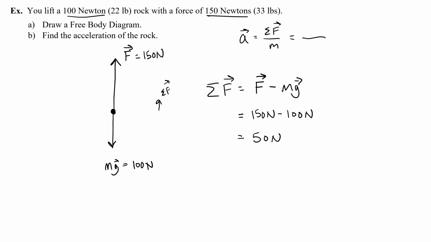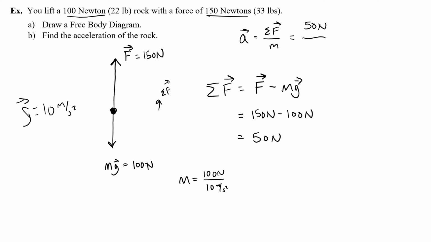Okay, so if the net force is 50 newtons, how do I find the mass of this rock? Well, it's easy. I just remember that the weight, 100 newtons, is equal to the mass times the acceleration due to gravity. So if I divide both sides by the acceleration due to gravity, I'm going to get the mass. Let me write that. Mass equals 100 newtons divided by the acceleration due to gravity, which to make our lives easier, we use 10 instead of 9.8.